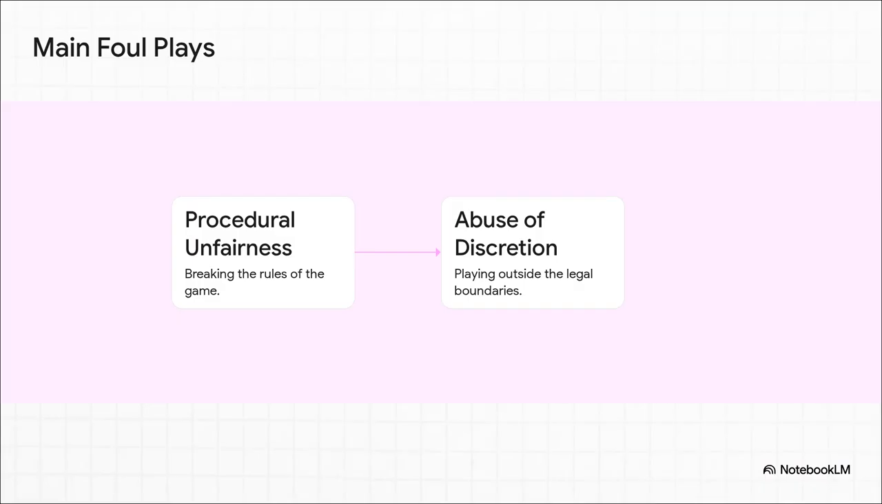We can basically break them down into two main categories. First, you've got procedural unfairness. That's like breaking the rules of how the game is supposed to be played. And second, there's abuse of discretion, which is more like trying to play the game on a whole different field, completely outside the legal boundaries.